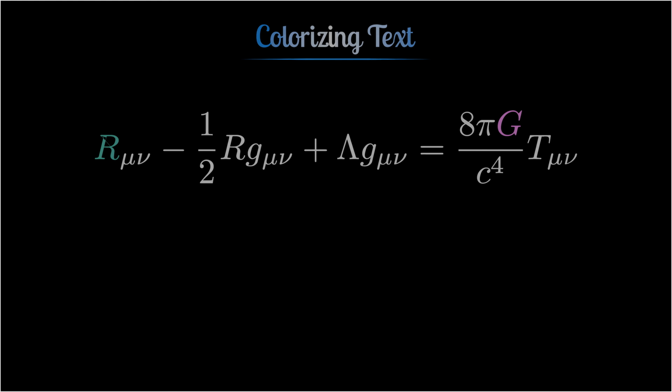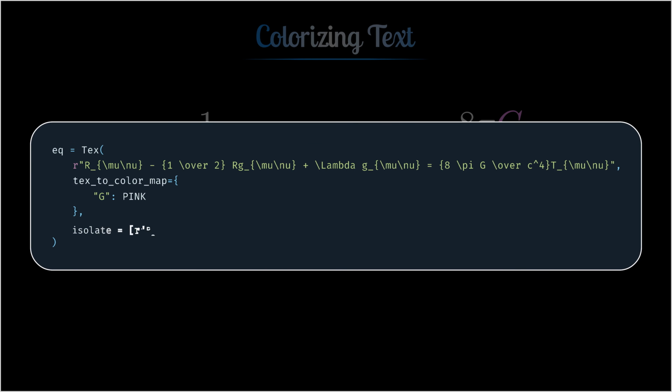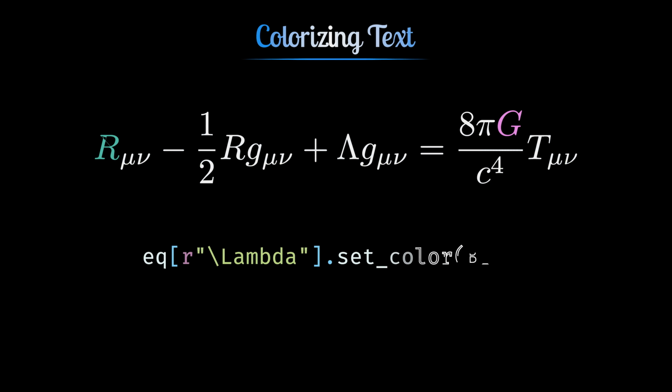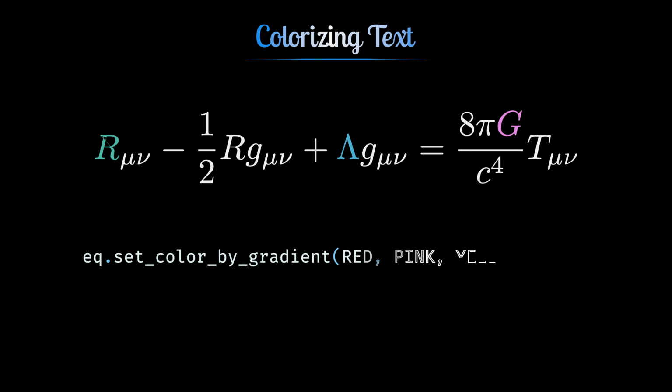A better approach is to isolate the characters using the argument isolate, and passing the array of characters we need to isolate them, like lambda, the Ricci tensor, or maybe more. Just as I can isolate the cosmological constant, lambda here, and highlight it with the blue color, and even emphasize it on the canvas. Would you like to try setting the color of this symbol, the energy momentum tensor? We can even set the gradient of colors to the whole string by using the method set_color_by_gradient and pass an array of colors as argument.